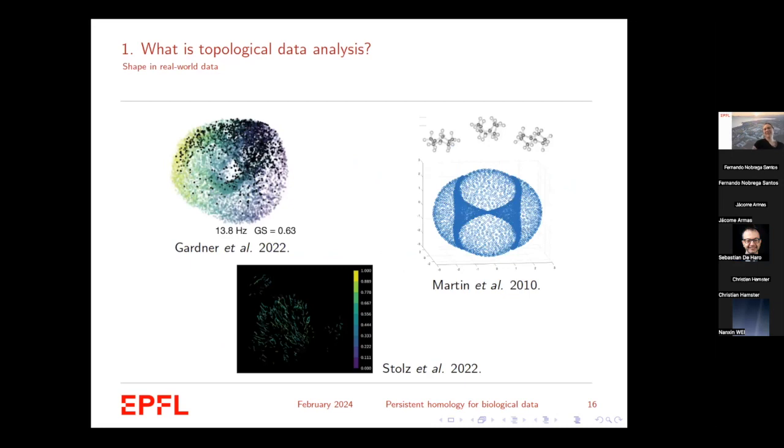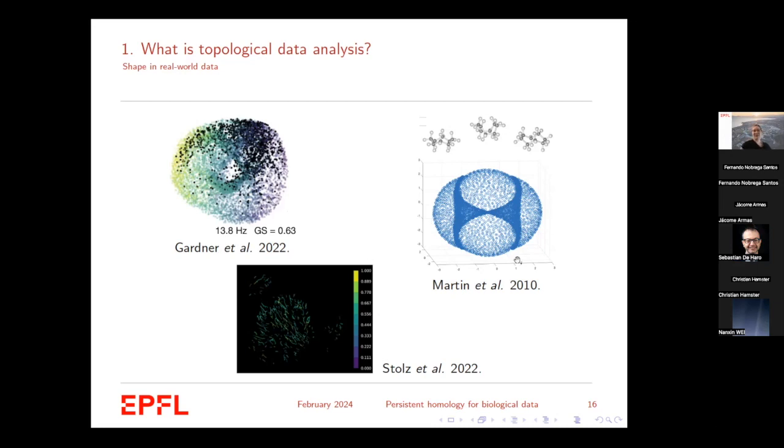Right, so you might think, okay, this was a very artificial example. When do we actually get data points on a circle or even on more complicated shapes? It turns out that real-world data has a lot of shape. We have one really nice example from 2022, where Gardner et al. looked at the activity of grid cells, and it turns out that this lies on a torus, and they were able to find this using persistent homology.